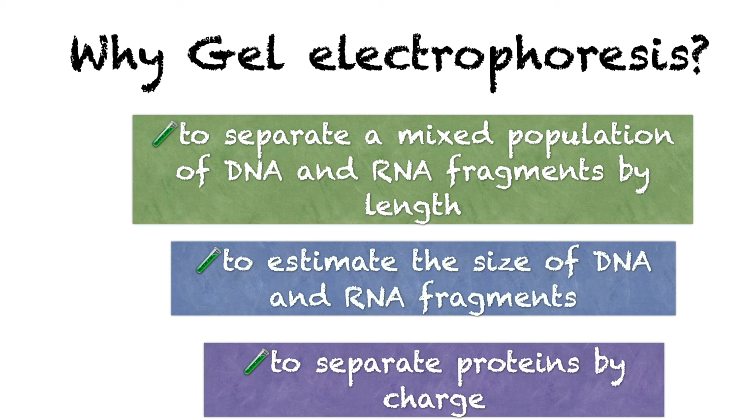And in some cases, we might have a mixed population of protein or contaminated protein. In this case, we want to purify our protein, or we want to separate the mixed population. So we can do gel electrophoresis and we can separate them and purify them.